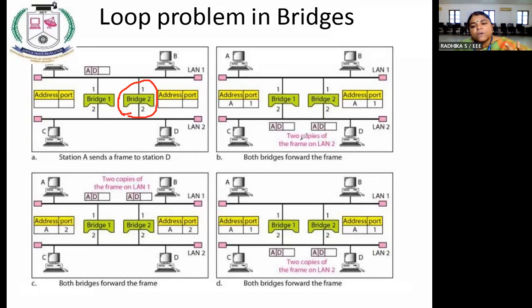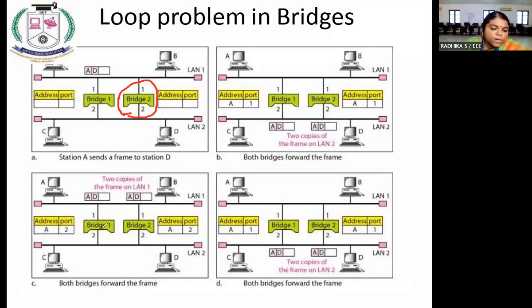Why? Because both bridges do not know the address of station D, they will just flood the network with the frame that they receive. So what happens in the third case? As bridge 2 is going to flood the network, the frame that is sent from bridge 2 will reach bridge 1.